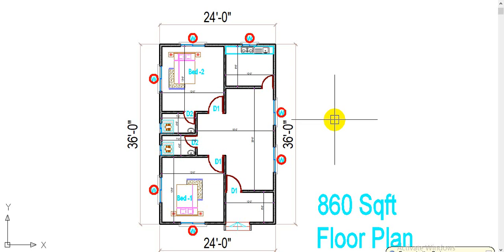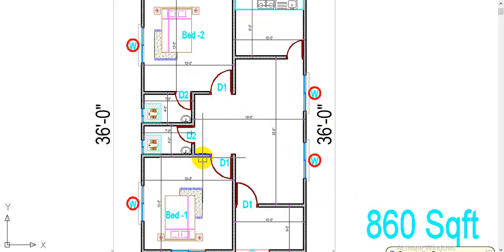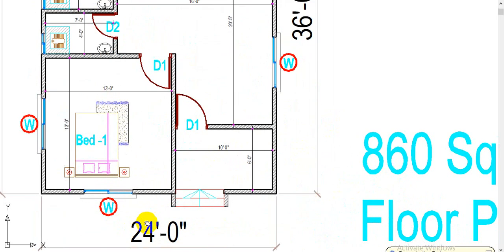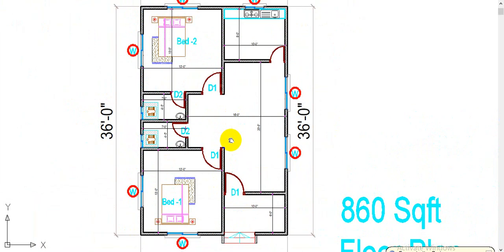Hello everyone. Today I will explain a two bedroom, one story house design in 860 square feet. This is our floor plan.